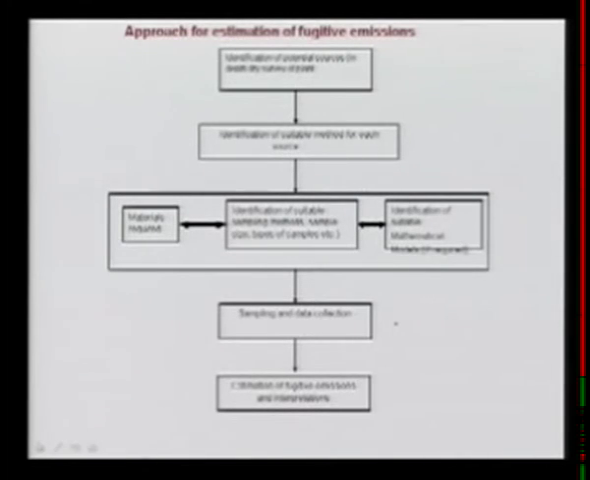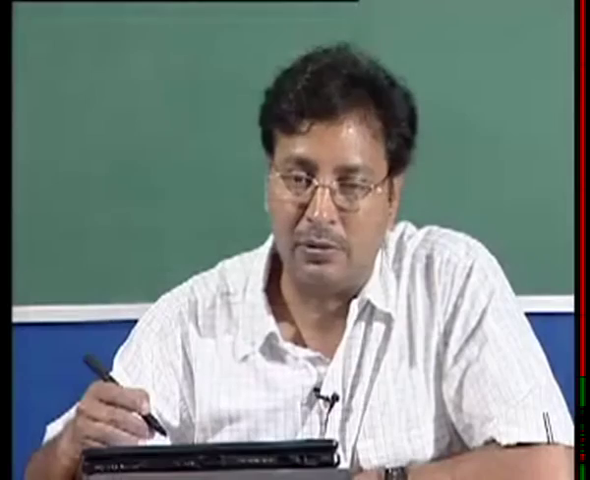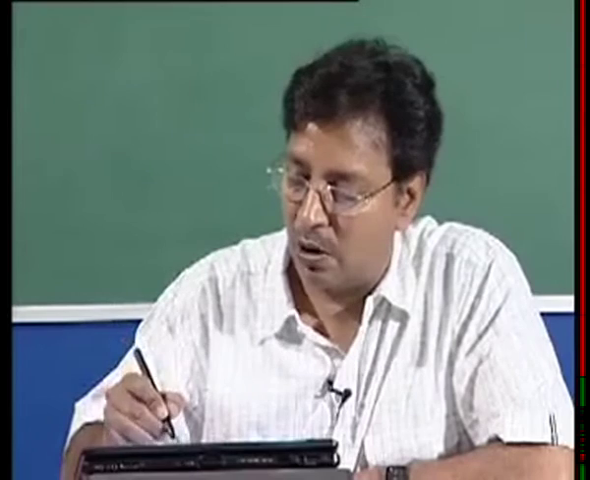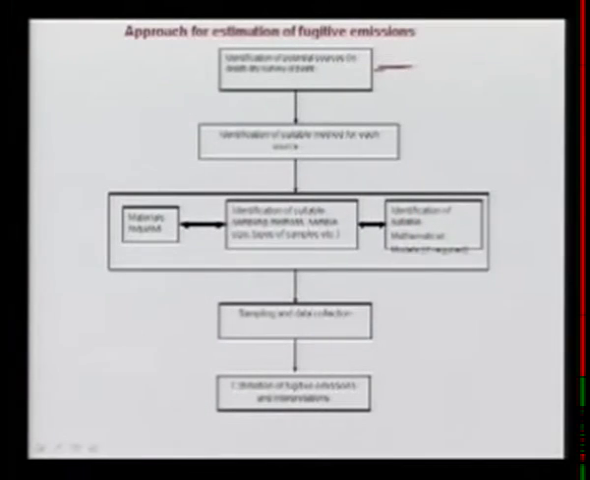What is the approach if you want to assess a fugitive emission? What you do is identify the potential sources for the in-depth study. I mean, take a nice round of the power plant. Go around, look for everything, and be a little observant. Go around the plant. Then identify the suitable methods for each source. Now we have to quantify the source. How much is the emission?